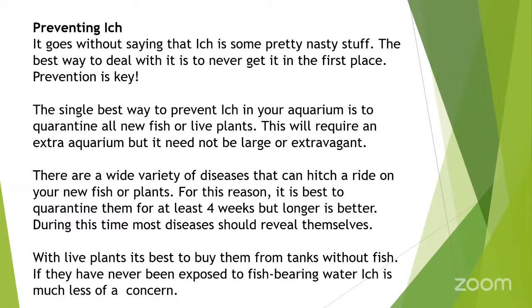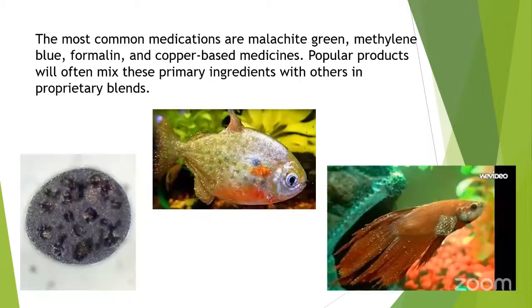With live plants, it's best to buy them from tanks without fish. If they have never been exposed to fish-bearing water, Ich is much less of a concern. The most common medications are malachite green with methylene blue, formalin, and copper-based medicines. Popular products will often mix these primary ingredients with others in proprietary blends that will solve the problem.